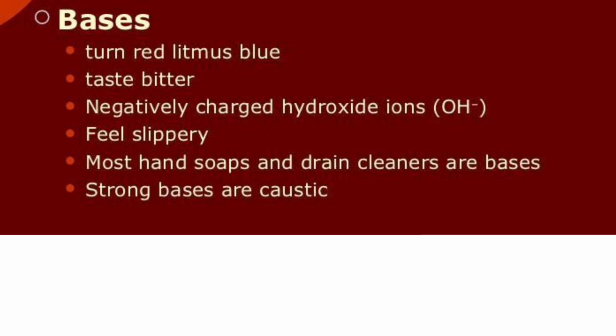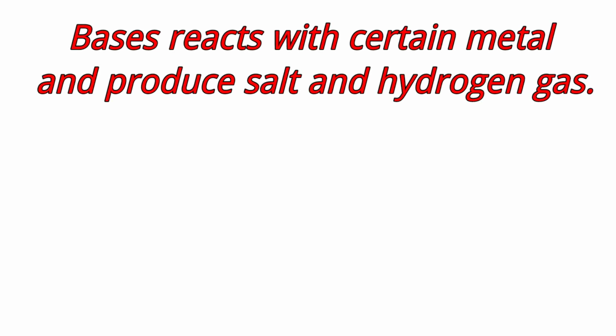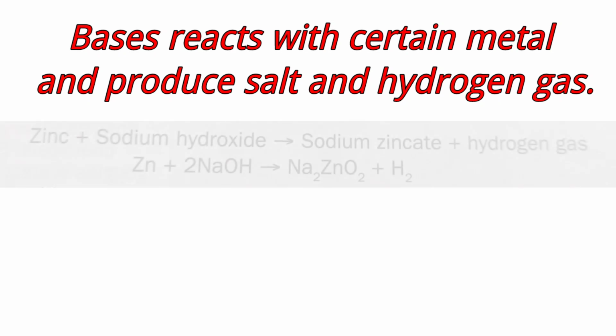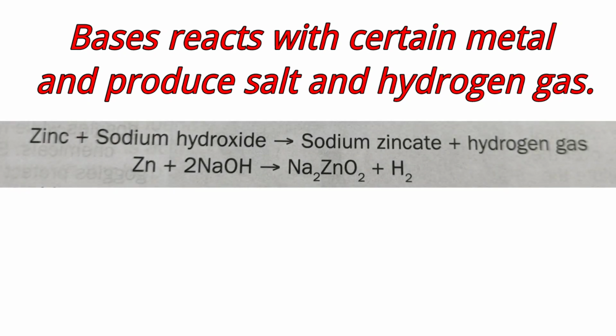So let's discuss that. When bases react with certain metals like zinc and aluminium, they form salt and hydrogen gas. For example, zinc plus sodium hydroxide. Sodium hydroxide is a base and zinc is the metal. Then it forms sodium zincate plus hydrogen gas.